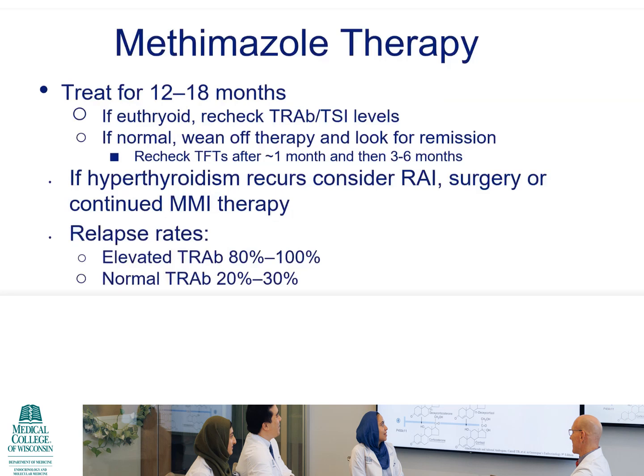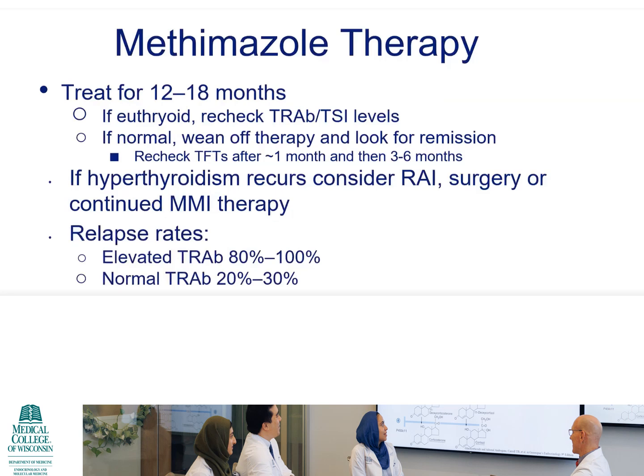So, we generally treat people that have Graves' disease for 12 to 18 months. At the end of that course, assuming that they're euthyroid, we recheck their antibodies. If those antibodies are normal, we can wean off of the methimazole and look for a remission. We generally check thyroid function tests 1 month and then 3 to 6 months after we discontinue therapy. If patients have a recurrence, if their hyperthyroidism comes back, they can get radioactive iodine, they can get surgery, or they can go back on methimazole indefinitely.